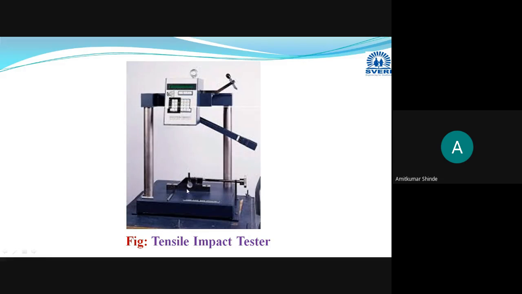You have to place it horizontally. In case of tensile impact energy testing, it should be placed horizontally, forming a cantilever beam. One side end will be fixed and one end will be free, and on that free end, this pendulum will strike.